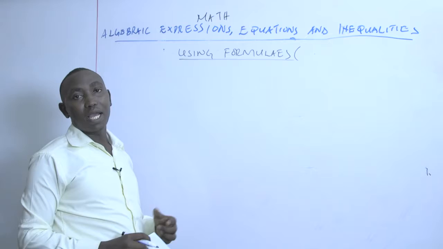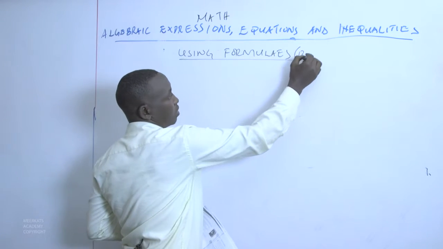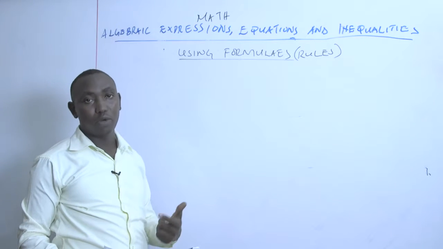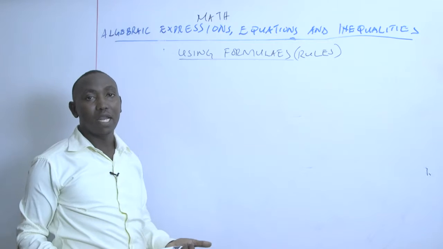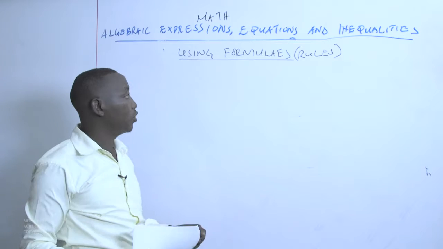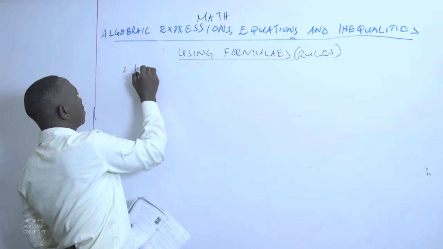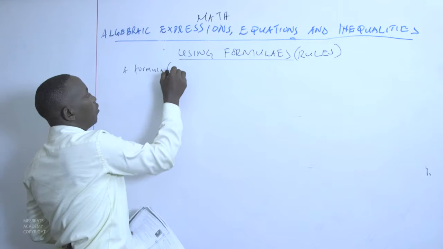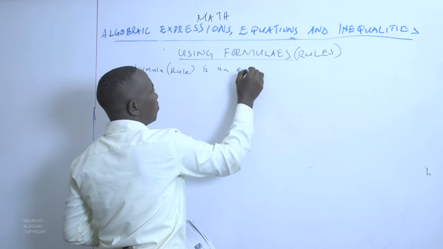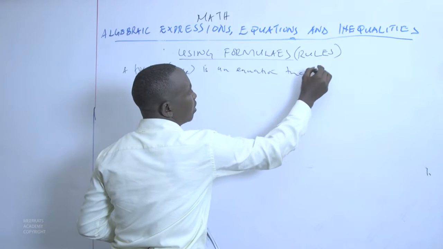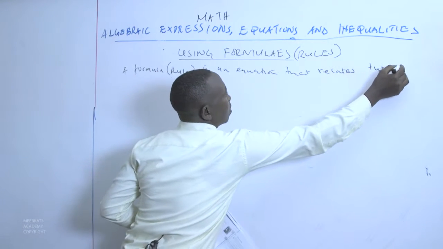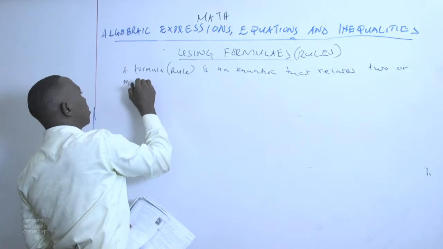A formula or formulas simply denotes rules. There are certain rules that are normally applied whenever you want to find maybe the area, the circumference, the perimeter of a given figure. So you can say that a formula, which is simply a rule, is an equation that relates two or more pronumerals.